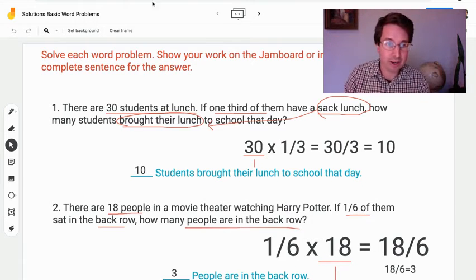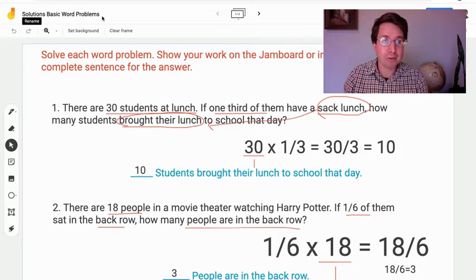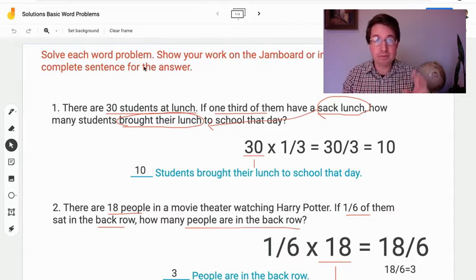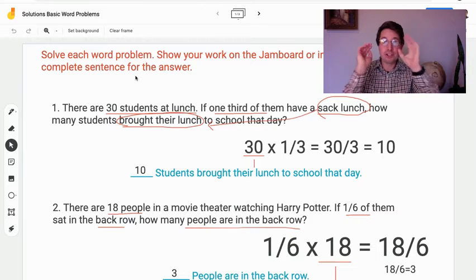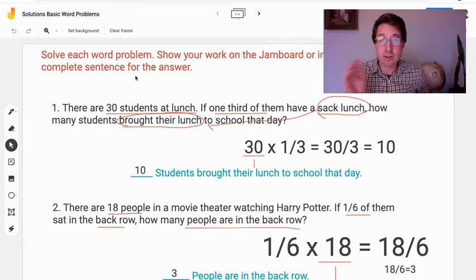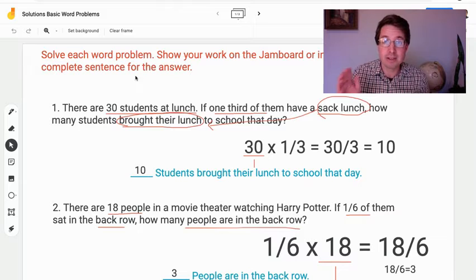Let's take a look right here. So solutions, basic word problems. We have a few requirements. Write a complete answer sentence, show all of your work. If you just write the answer and you get it right, you can still fail this assignment. So you have to have your work and the answer sentence written completely.